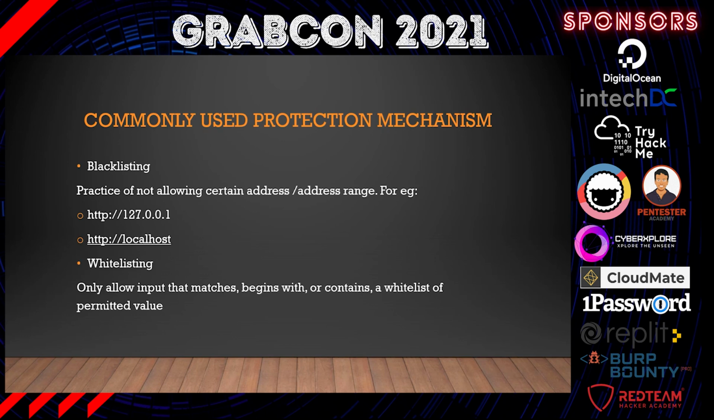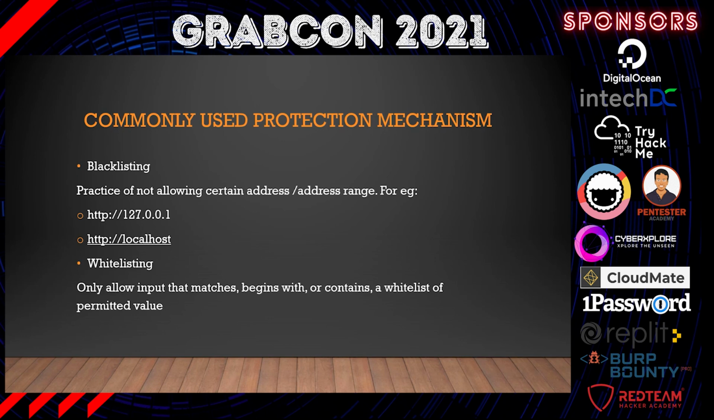Now there are some commonly used protection mechanisms. Of course, it is not that easy. You go for testing SSRF against the local server, put these payloads, and expect to see the localhost and get data from it. It's not that easy, because their team is seeing these things and blocking them. So first understand how they have blocked it. The first one is blacklisting and the second one is whitelisting.